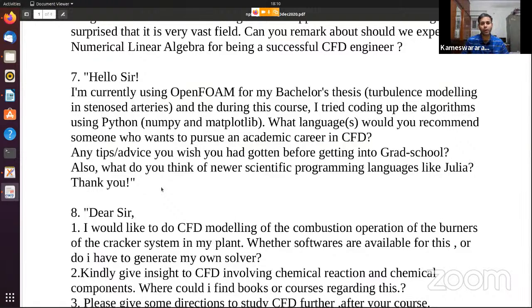Okay, so what do you think of a new scientific programming language such as Julia? It might be very useful to learn Julia, but I don't think there are any CFD codes written in Julia. But certainly this might help you in terms of automating some of the CFD calculations, or maybe in terms of parallelization and things like that. So it's always good to learn some of these languages.